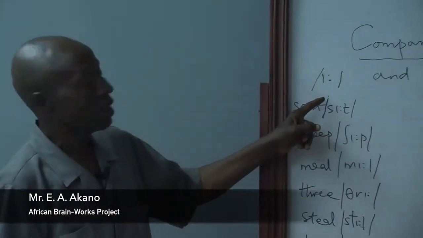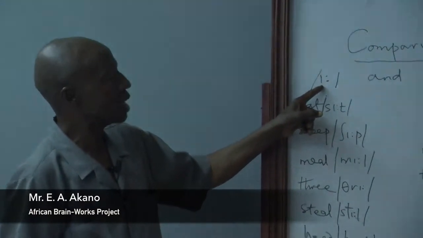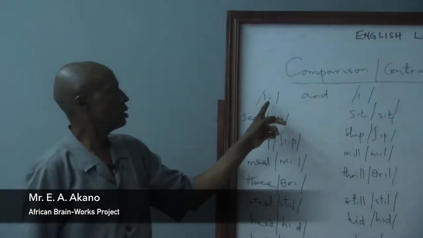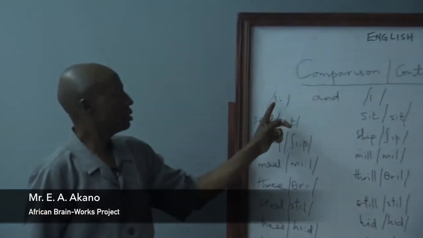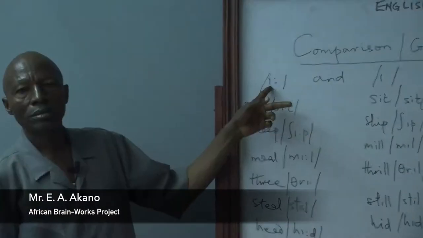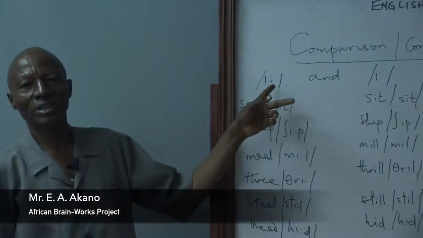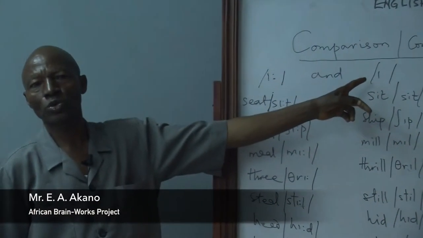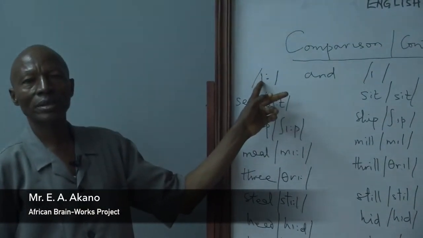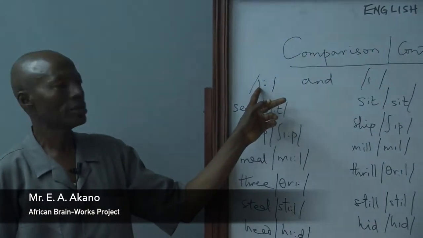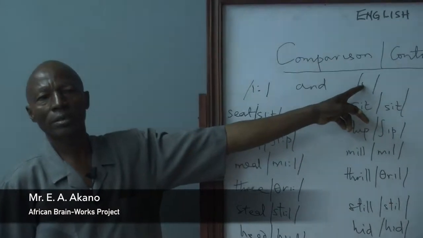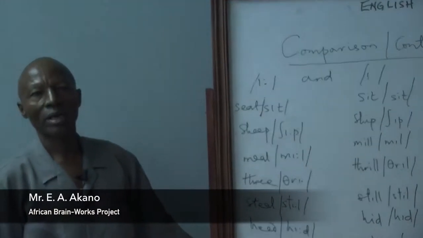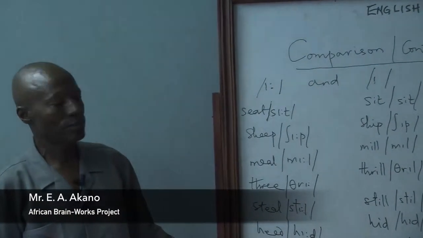The first one here is E. That's the first sound, E. There are two vowel sounds here. We have the long one and we have the short one. The long one here is pronounced E and the short one is E. We want to be looking at words that fall under each of them.